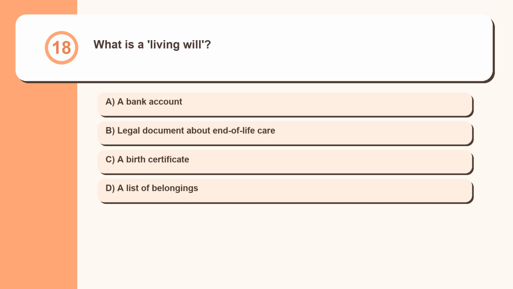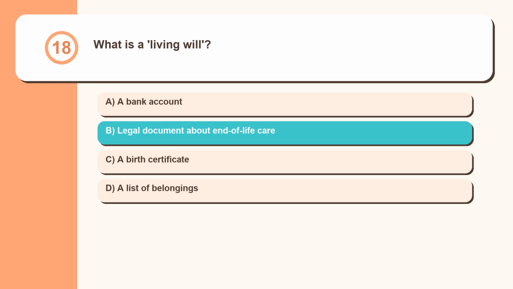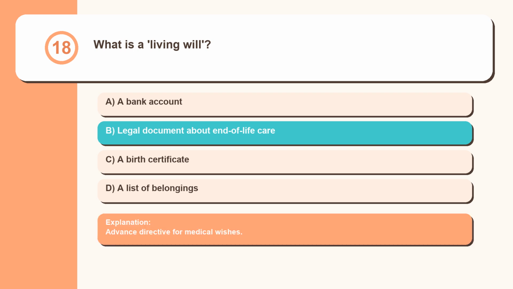Question 18. What is a living will? A bank account. Legal document about end-of-life care. A birth certificate. A list of belongings. Advance directive for medical wishes.